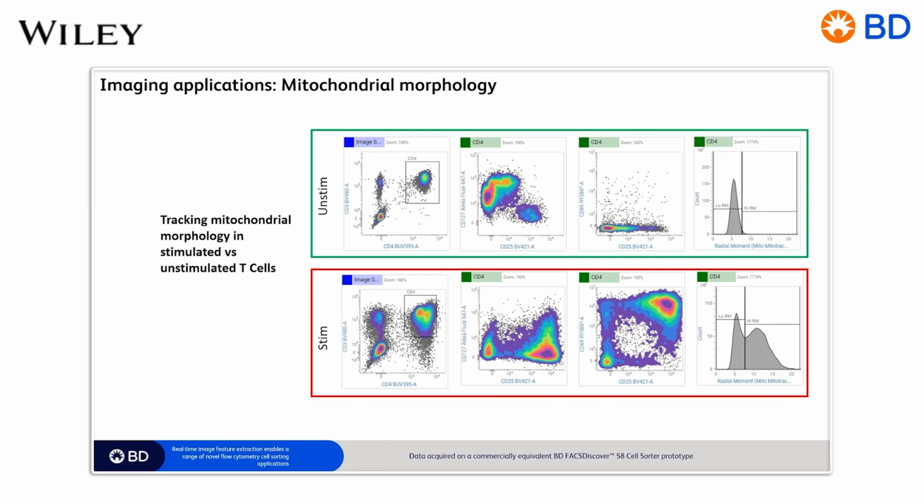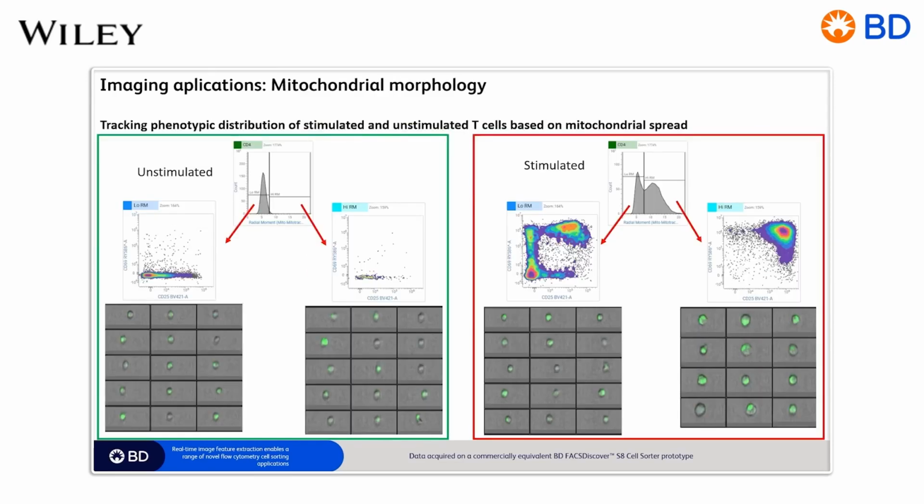So once I saw that, I wanted to dive a little bit deeper into what exactly I was looking at. So what I did was on the unstimulated, I looked at cells in both those gates, the low radial moment and the high radial moment. And while there were very few cells in the high radial moment, there are some there. And they do show that there are some cells that have this kind of signature spreading of the mitochondria, even in unstimulated resting cells.